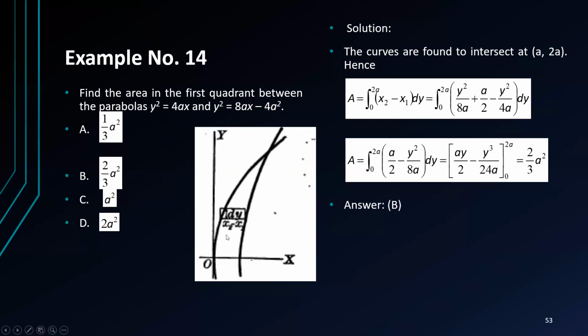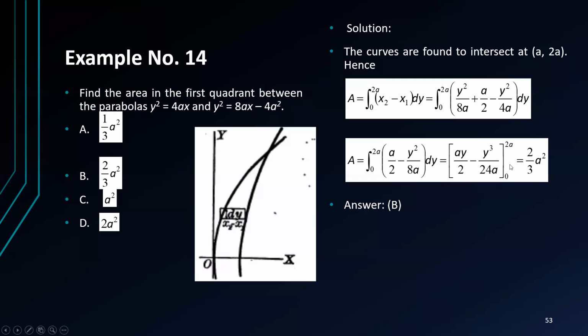Your area is dy times (x2 minus x1). Substitute: this is your x2, solve for x. This is y squared over 8a plus a over 2. Then minus, here, x is equal to y squared over 4a. Multiply by dy, this is the most convenient. So, area is equal to the integral of (a over 2 minus y squared over 8a) dy from 0 to 2a, which is ay over 2 minus y cubed over 24a, since 3 times 8, from 0 to 2a.